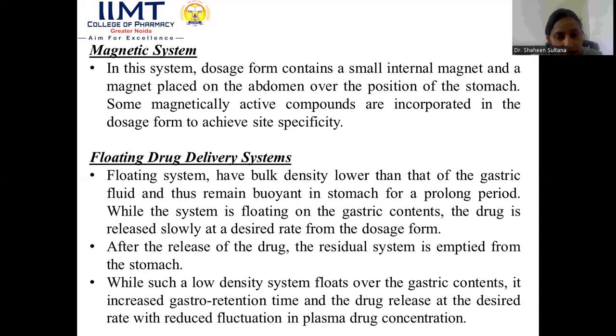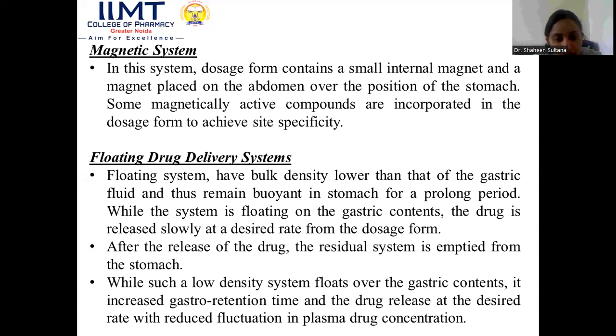Then the floating drug delivery system. The floating drug delivery system has a bulk density lower than that of gastric fluid, and it will remain buoyant in the stomach for a long period. While the system is floating on the gastric content, the drug is released slowly at the desired rate from the dosage form. After the release of the drug, the dosage form is emptied from the stomach.